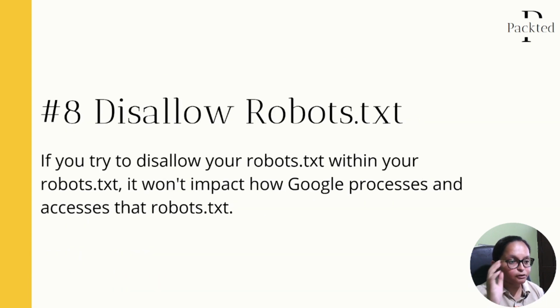The next fact is about disallowing robots.txt. It says that if you try to disallow your robots.txt within your robots.txt, then it won't impact how Google processes and accesses that robots.txt. This means that suppose you want to stop the crawling of the robots.txt and you don't want it to appear in the search results, and you are disallowing your robots.txt within the robots.txt, then it won't impact how Google is processing and presenting the information and how it is accessing that robots.txt file.